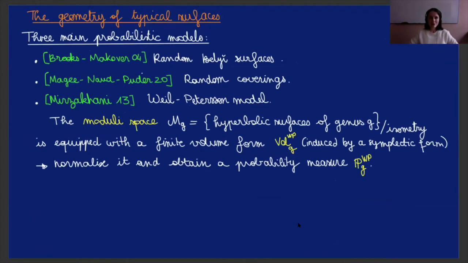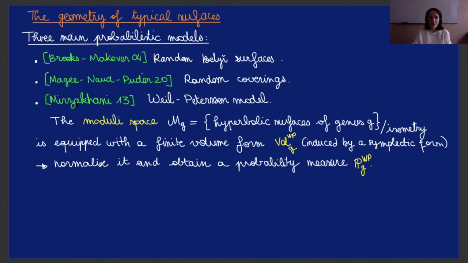In order to study typical surfaces, there's different probabilistic models. It's not really straightforward to know how to take random surfaces. There's one quite combinatorial model by Brooks and Makover in 2004. There's one which is more algebraic and based on coverings, which gave good results last year.